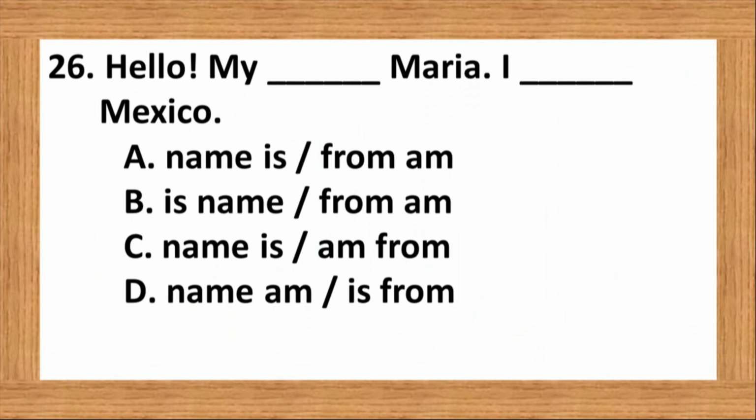(26) Hello. My blank Maria. I blank Mexico. A, name is, from am. B, is name, from am. C, name is, am from. D, name am, is from.